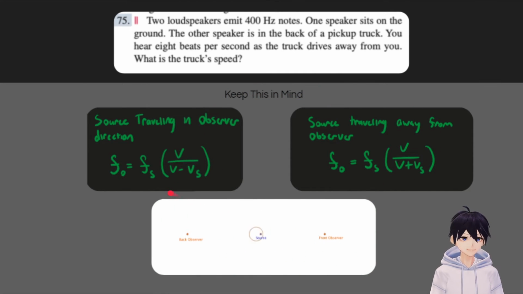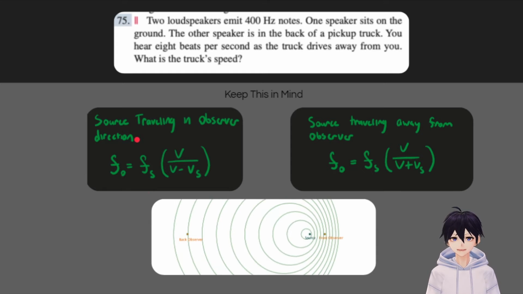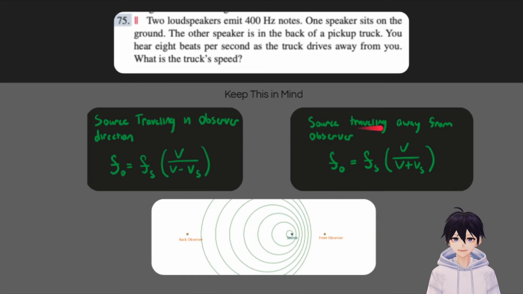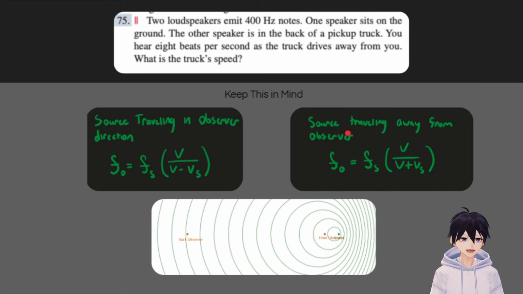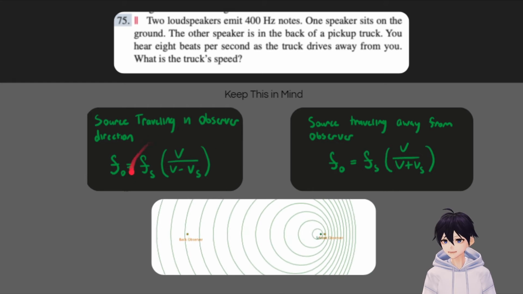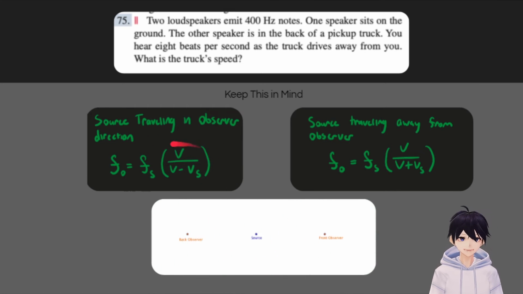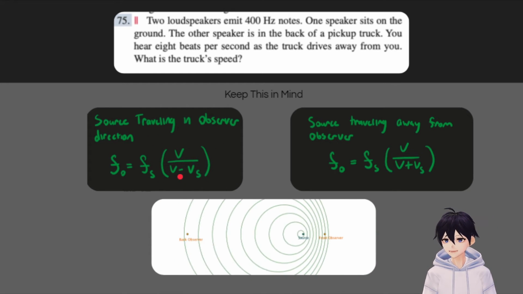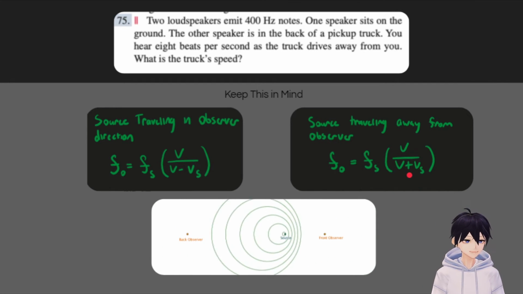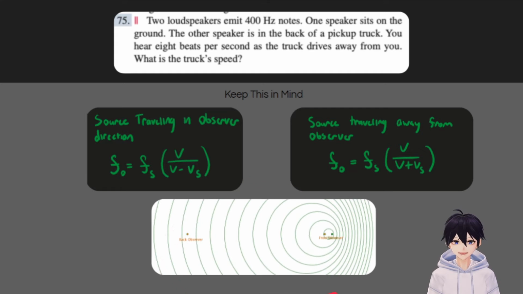So this is the equation, but I just wanted to point something out: depending on whether the source is traveling in the observer's direction versus traveling away from the observer, you use two different signs. If it's traveling in your direction and the observer is stationary, we use this negative sign right here, and if it's traveling away, we use this positive sign right here. And I just used this drift because I thought it was pretty cool.